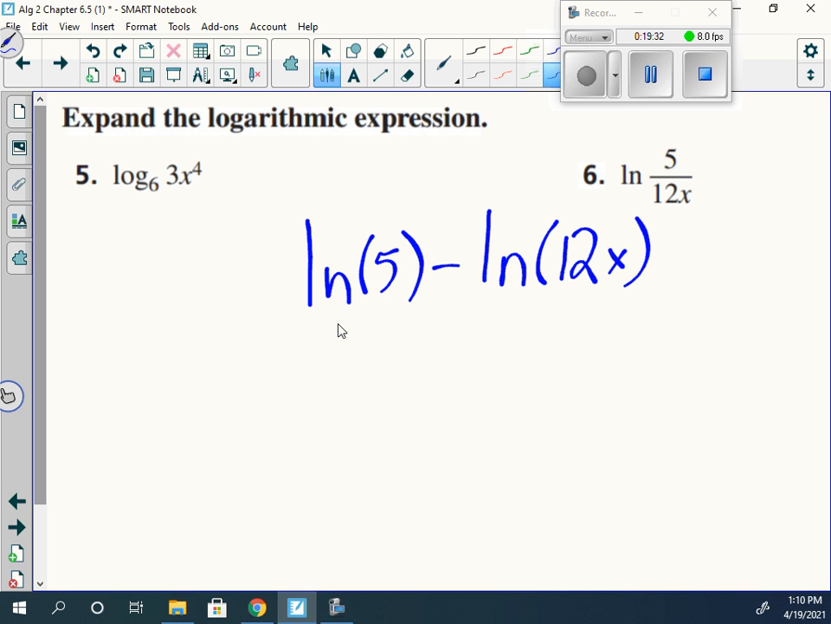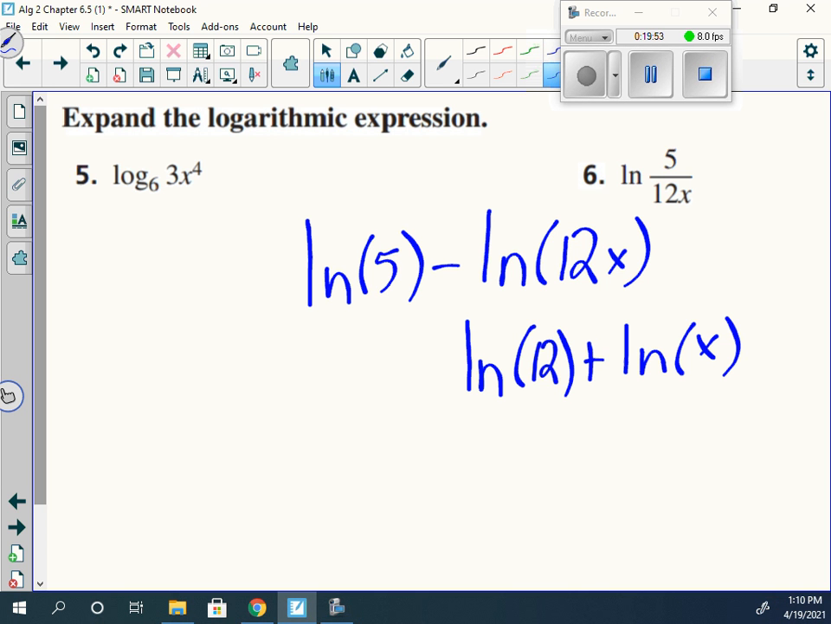Now, at this point here, we do have multiplication, yes? Because we have the 12 times x. Well, this can be rewritten as ln of 12 plus ln of x, because those two can be rewritten as addition.